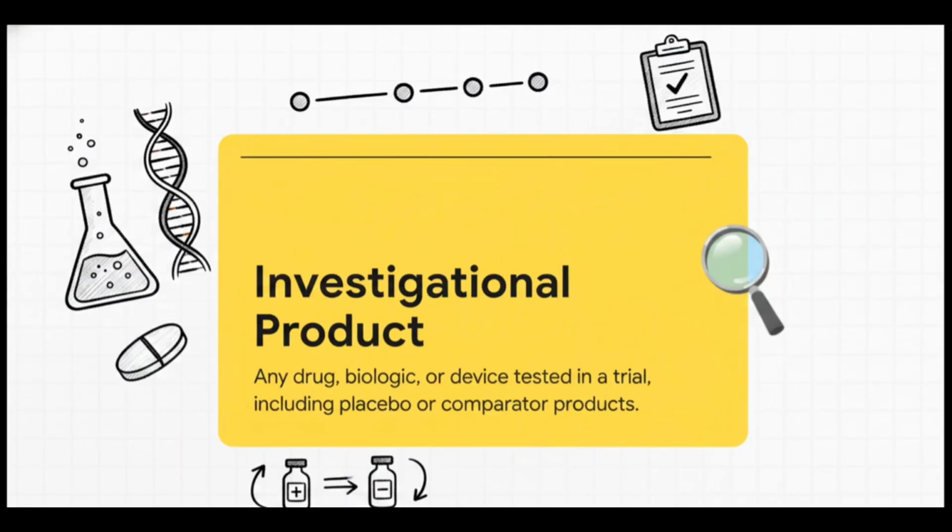Formally speaking, an investigational product is any drug, biologic, or device tested in a trial. But here's a really critical catch. The IP isn't just the shiny new experimental drug. Legally, it also includes any placebo or active comparator product used in the trial to make sure the science is valid. And yep, they all require the exact same level of hyper-careful handling.